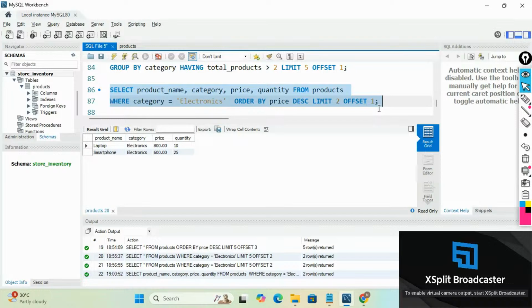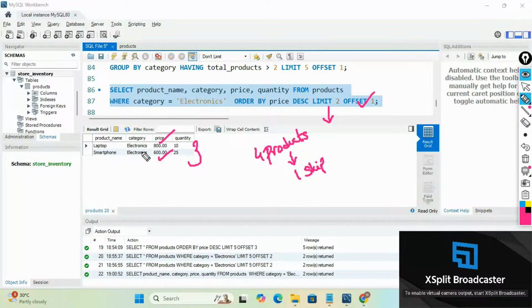Out of the entire data, we have four products that are part of electronics. In these four products, how many are you going to skip? Initially, one. The first one will be skipped. Why? Because of offset. Then, out of the next three, how many are we going to limit? Only two. So these are the next two: the second highest and the third highest in the electronics category, friends.